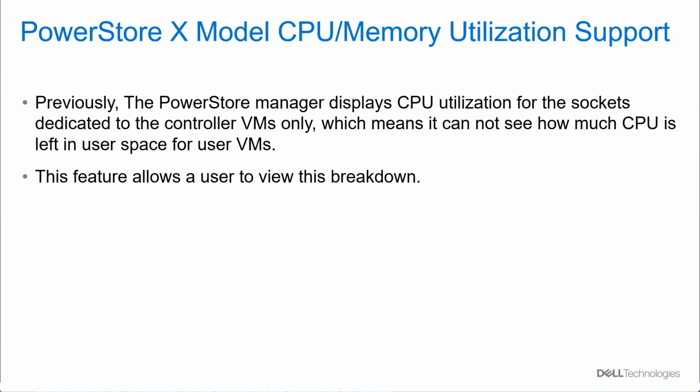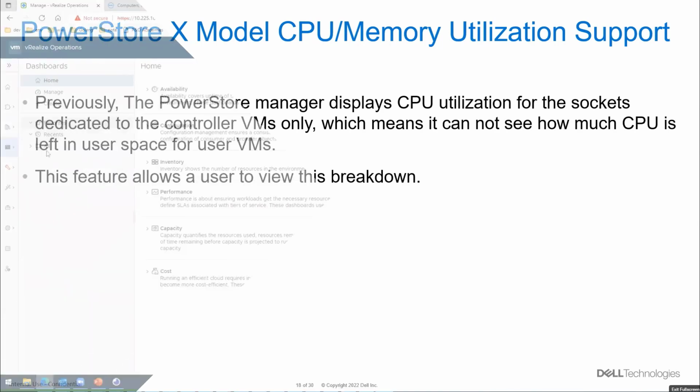Previously, the PowerStore Manager displayed CPU utilization for the sockets dedicated to the controller VMs only, which means it couldn't see how much CPU is left in the user space for user virtual machines. This feature allows the user to view this breakdown.